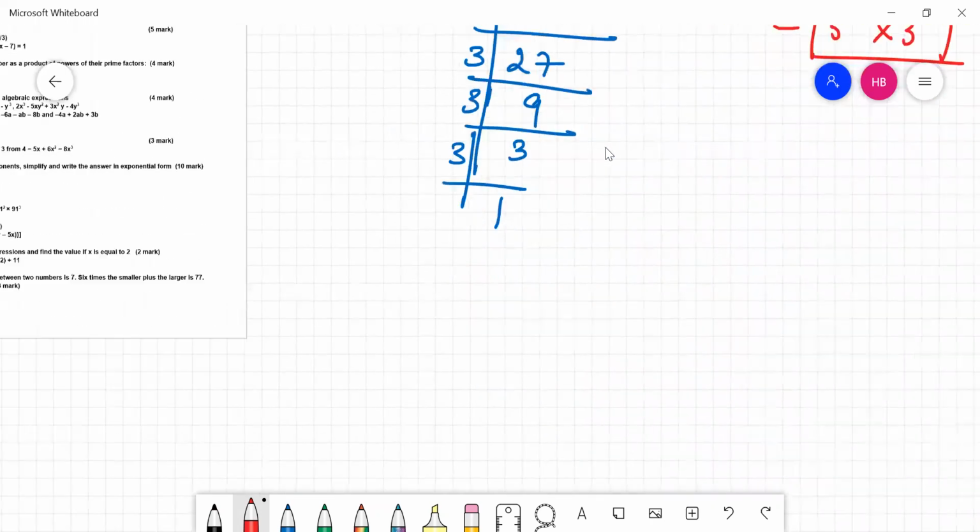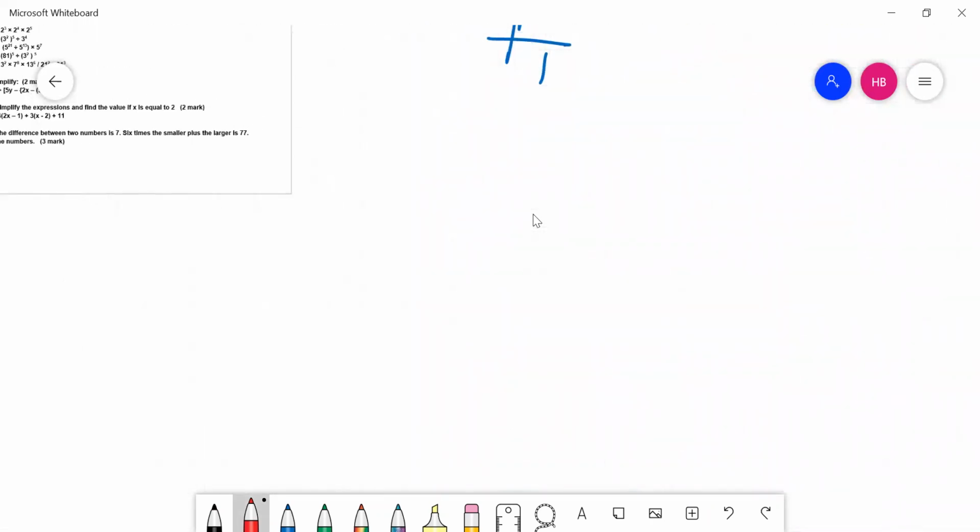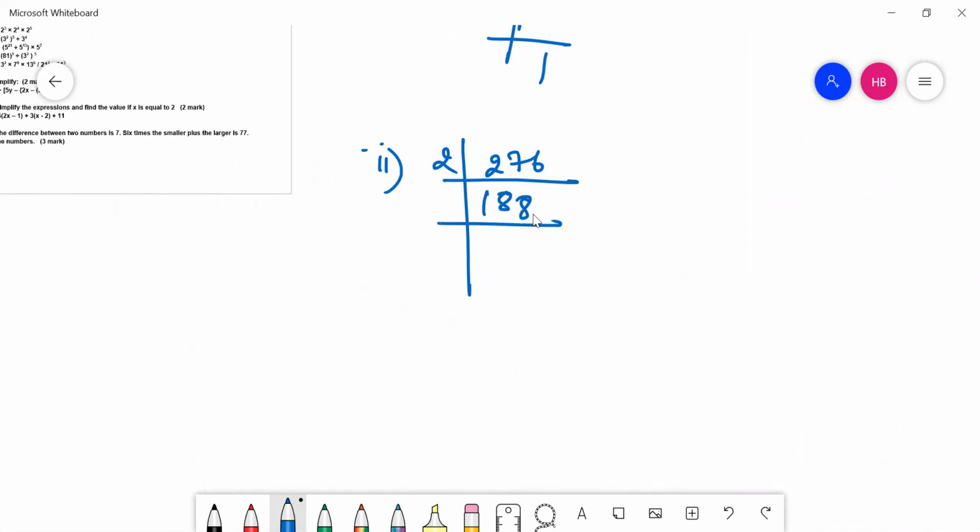276. Let's solve for 276. It is divisible by 2 since the last digit is 2. 2 ones are 2. 2 eights are 16. 2 nines are 18. 2 fours are 8. 2 sevens are 14.